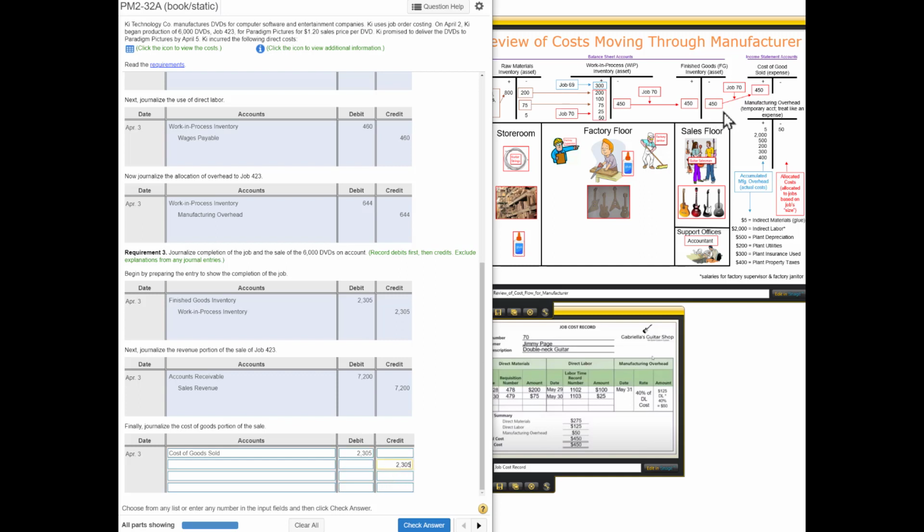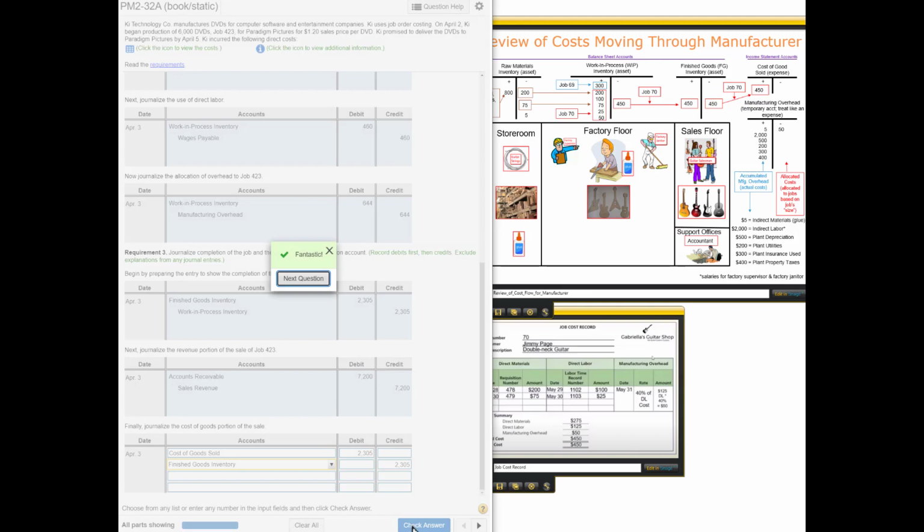So of course, when we sell that job, we have to lower the finished goods inventory because we can no longer sell that because it's already been sold. So we need to do the reverse of this. We increase finished goods, but now that the good has been sold, we have to decrease it. So that's why I'm crediting finished goods. And that's it.